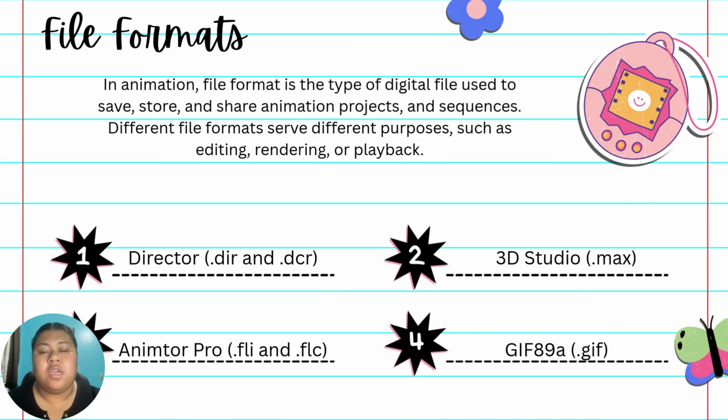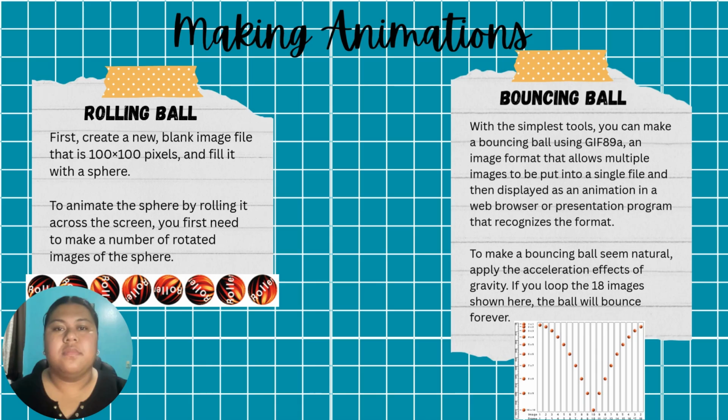In animation, file format is the type of digital file used to save, store, and share animation projects. The following are the examples of file format from the textbook. Animation plays a critical role in multimedia because it brings content to life through movement, emotion, and storytelling. Whether in education, entertainment, or advertising, animation enhances communication, engagement, and user's experience.